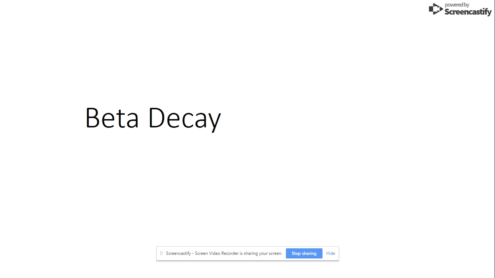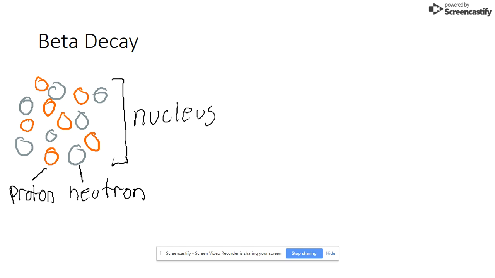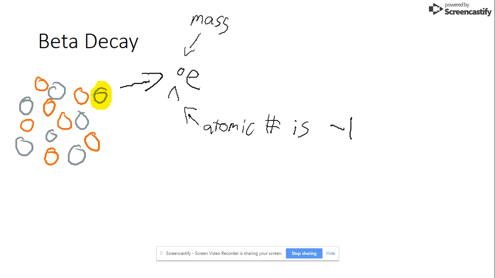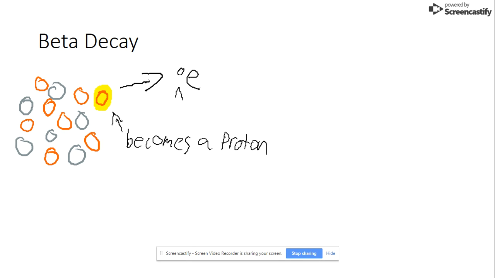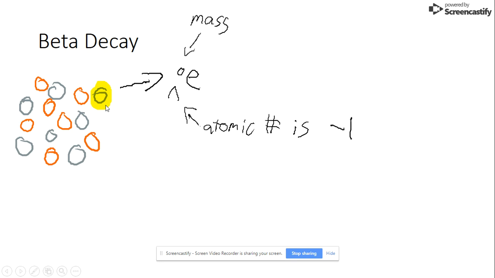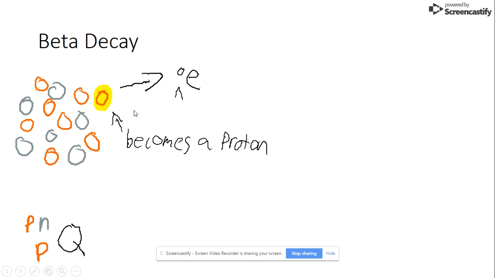Okay, now beta decay. Here's the picture again of the nucleus with the protons and neutrons. Beta decay emits electrons in order to stabilize the nucleus. The electron is inside of the neutron. The mass of the electron is so small that 0 best represents it. And the atomic number is negative, -1. Because it emits an electron, the neutron turns into a proton. So, see the change? Neutron to proton.